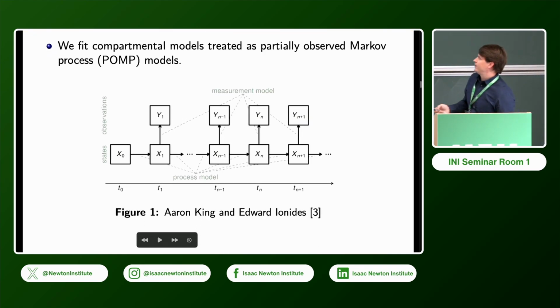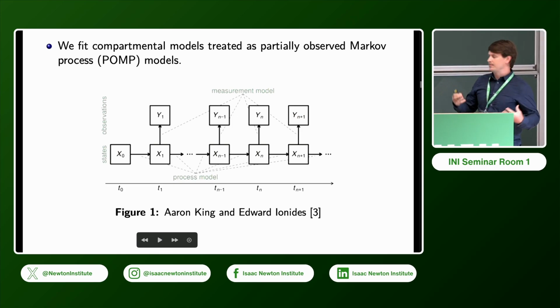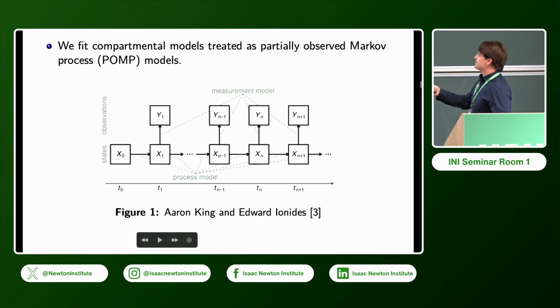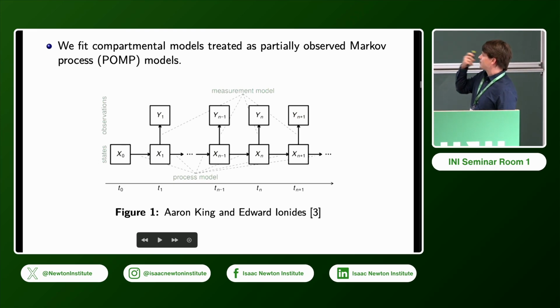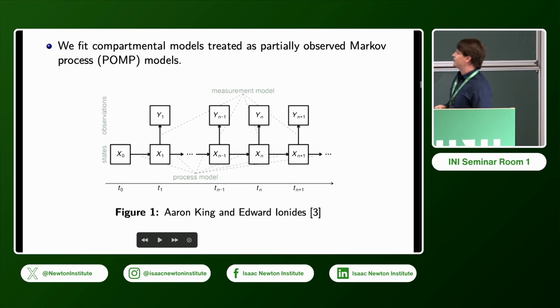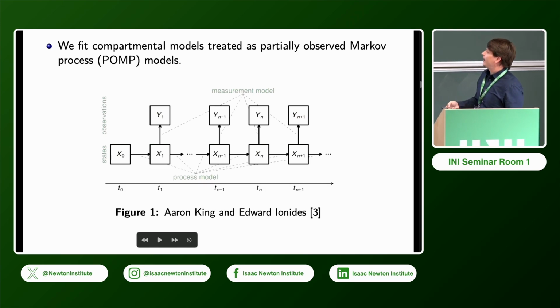So we're going to fit the models, treating them as partially observed Markov processes. I think this is pretty well known for many people here, but effectively we have these latent states that are unobservable that describe the system as a whole, and then we have observations that are drawn on these latent states. And some of the key assumptions that we're making in this mathematical setup is that the latent states have a Markovian property and that the observations are conditionally independent given the latent state values.